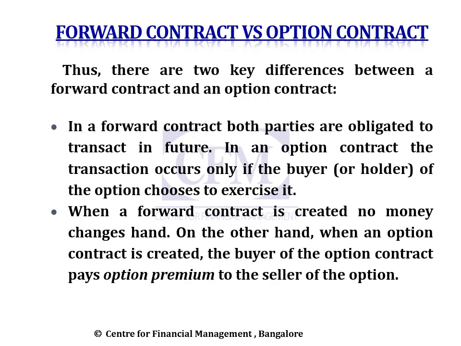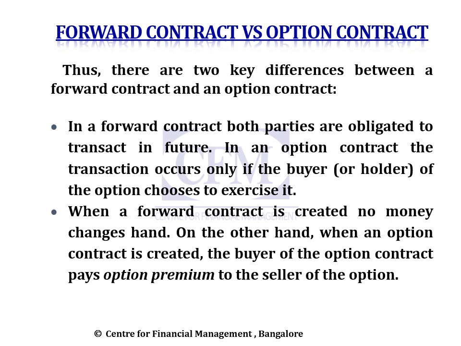So far we looked at forward contracts, futures contracts, or swap contracts, which are essentially similar in nature. Now we look at how an option contract differs from a forward contract. There are two key differences between a forward contract and an option contract. In a forward contract, both parties are obligated to transact in future. In an option contract, the transaction occurs only if the buyer or holder of the option chooses to exercise it. When a forward contract is created, no money changes hands. On the other hand, when an option contract is created, the buyer of the option contract pays an option premium to the seller of the option.